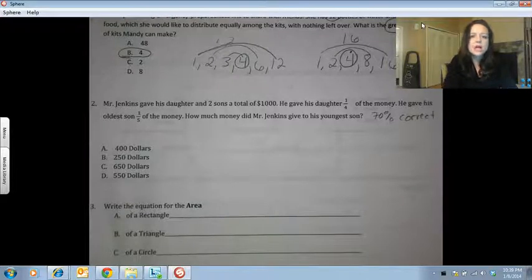Hey guys, question number 2 on the final was very similar to this question number 2 on your review sheet. The question on the final was talking about miles driven. This question on the review sheet is talking about money that Mr. Jenkins is dividing up between his kids.